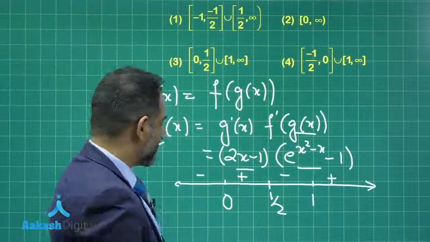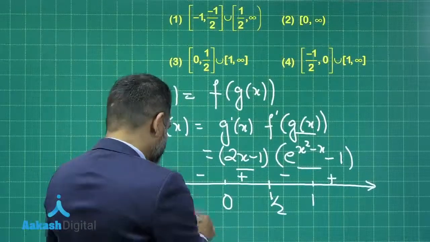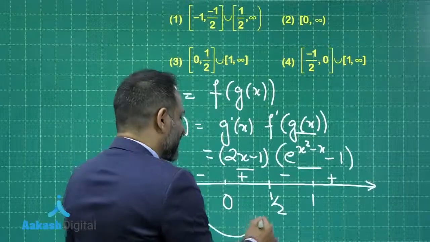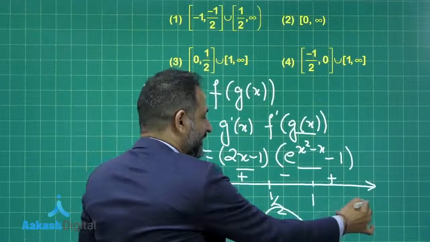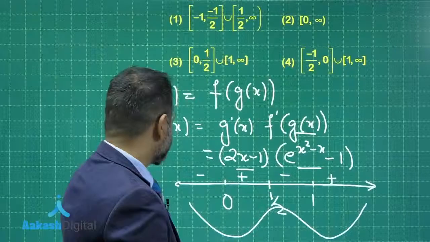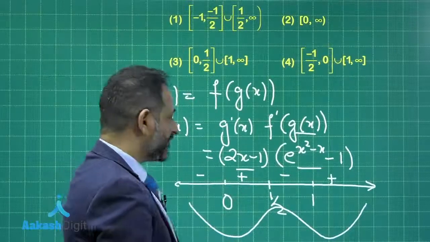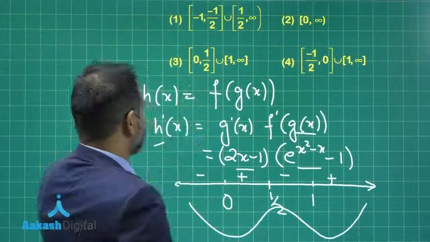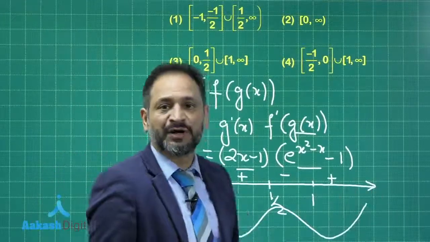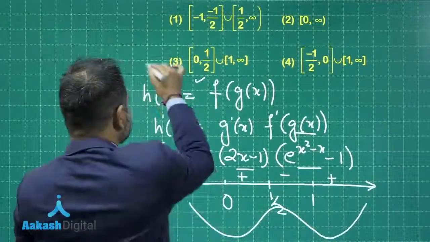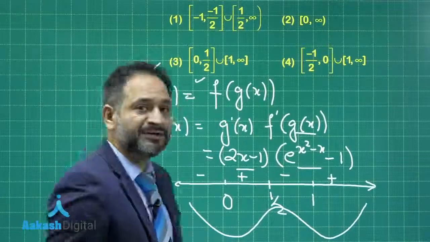So the function is easily seen to be decreasing in this part, again increasing here, and again decreasing, and then again increasing in this part. So the intervals in which the function is increasing are 0 to 1 by 2, and again from 1 to infinity. So the option which is correct here is option number 3.